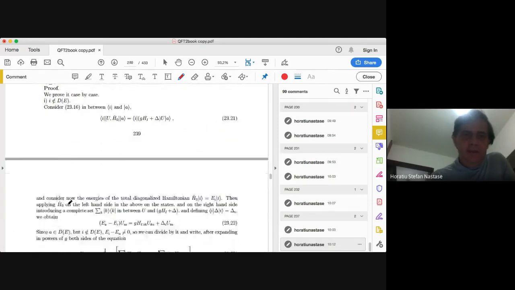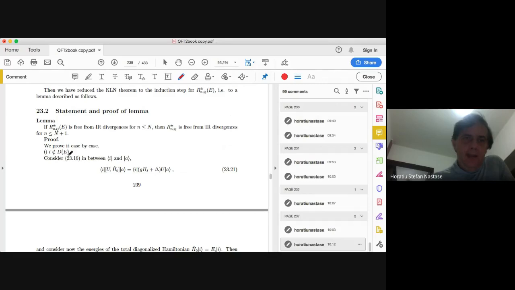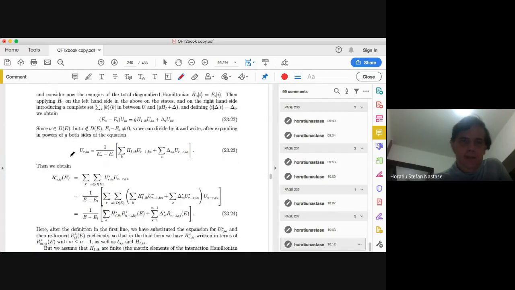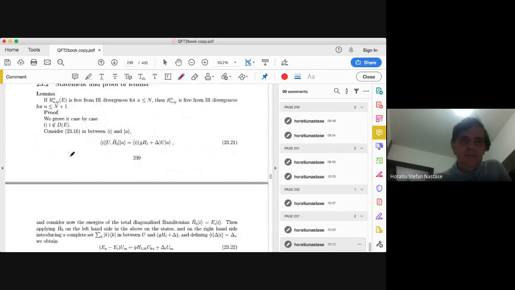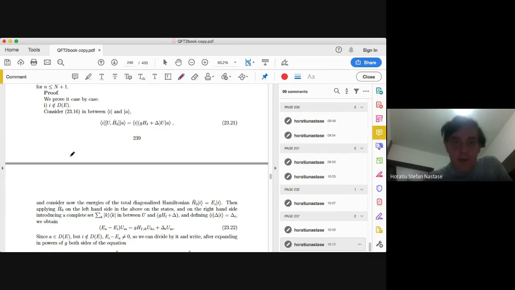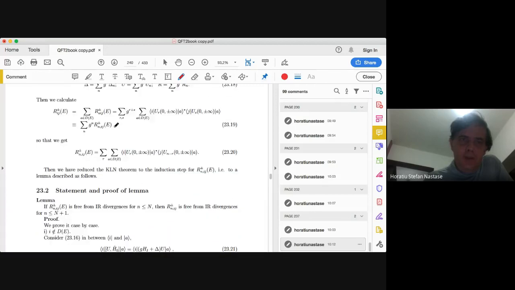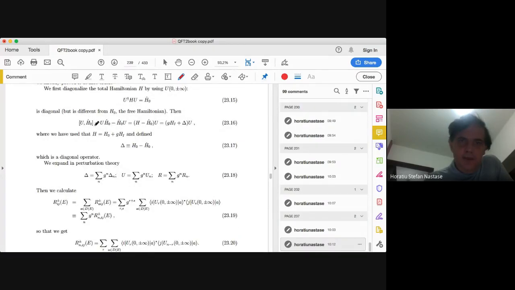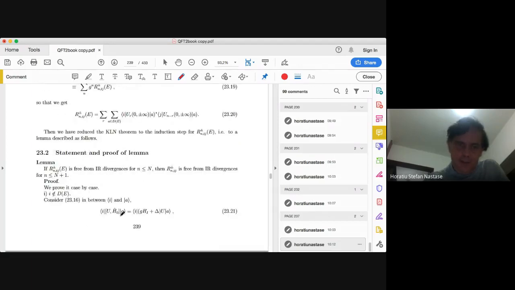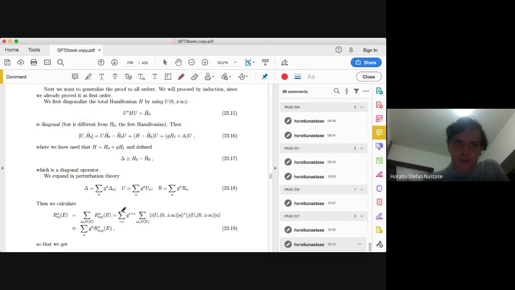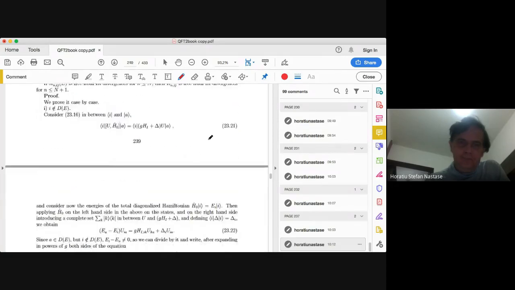Let's consider now first the case that I is not in the domain of E and J is. So then let's consider the commutator that we've defined here, calculated here, the commutator of U, the evolution operator, with A0 hat, but now between states I and A. And according to this calculation, between state I and state A, it is g h I plus delta times U between states I and A.